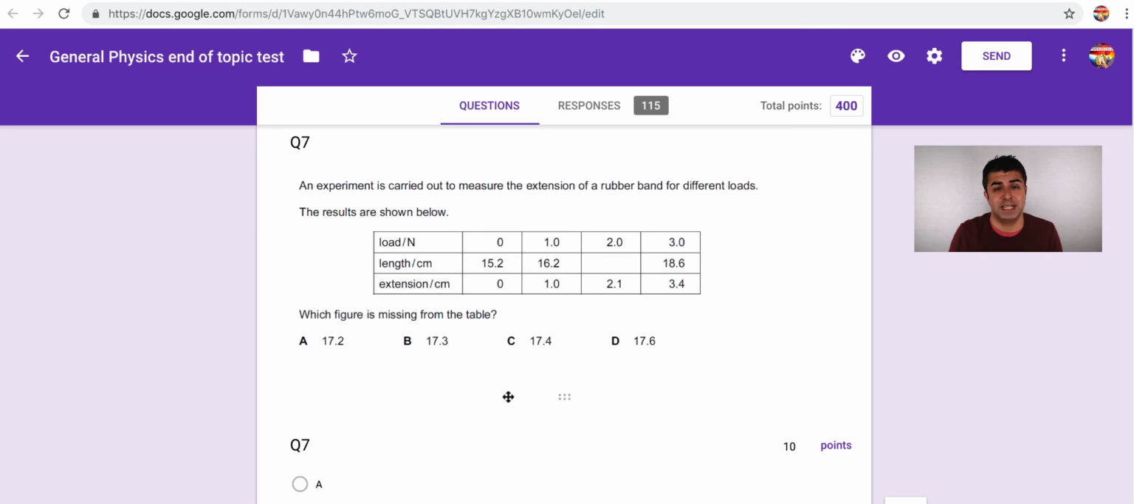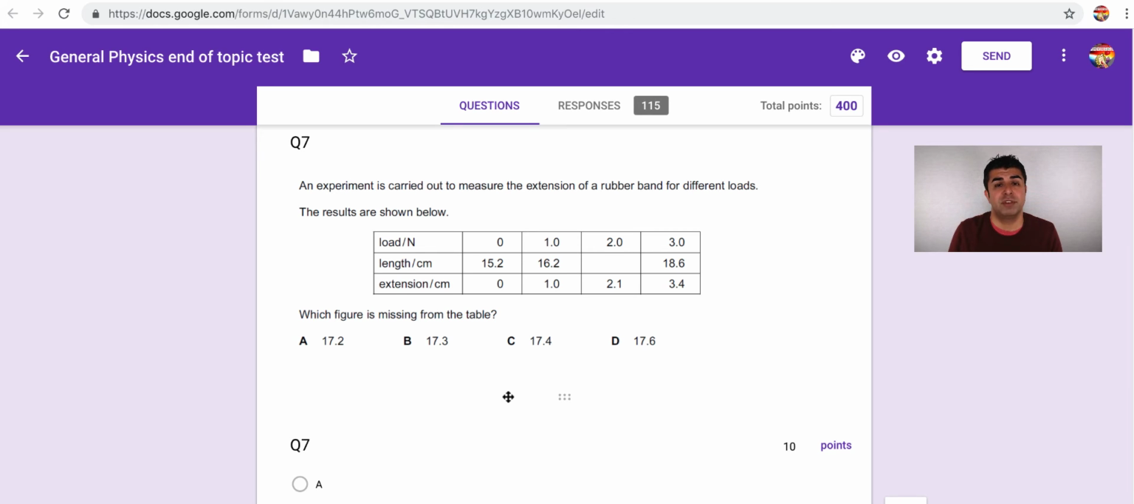Number 7 is a Hooke's Law question. An experiment is carried out to measure the extension of a rubber band for different loads. The results are shown below. Which figure is missing in the table? Now, the formula is F equals Kx, where F is the force or the load in this case, K is the spring constant, and x is the extension.